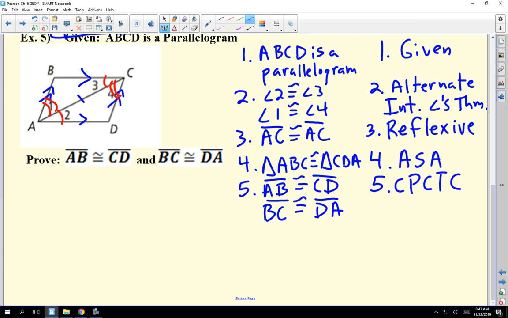And I combined 6-3 with this, so we're going to look at 6-3. It's all related to parallelograms.